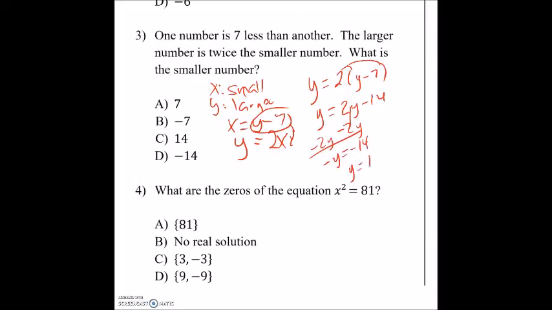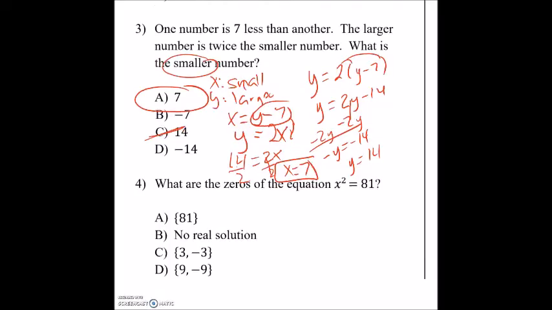So Y is 14. But the question is asking for the smaller number, so for sure it's not going to be 14. Now, if Y is 14 and I'm trying to solve for X, I divide by 2, divide by 2. So X is 7. So that should be my answer. 7 is the smaller number, and of course, 14 is the larger.